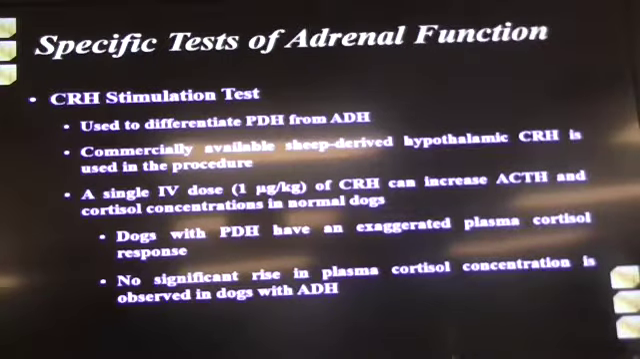You would look at your ACTH levels and your cortisol levels. If we have pituitary dependent and we stimulate it even more, what's going to happen to our cortisol levels? Go crazy. But if it's adrenal dependent, it could care less about CRH or ACTH, so you're not going to change it.